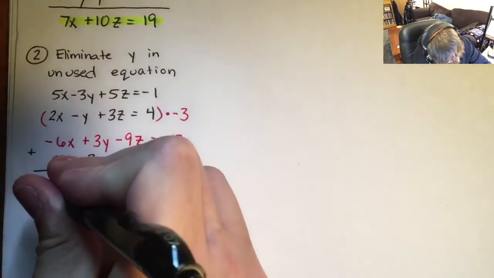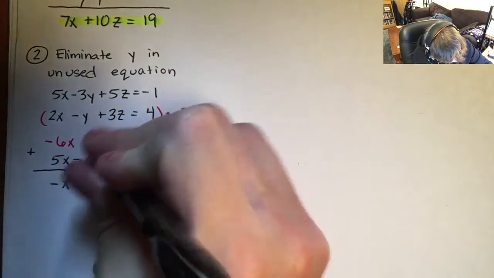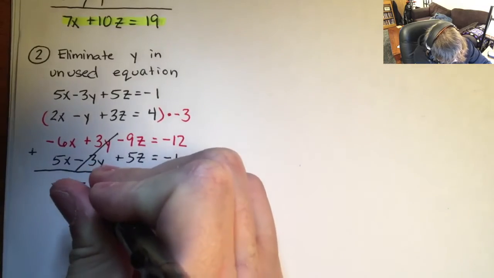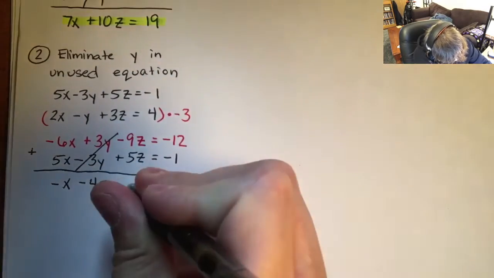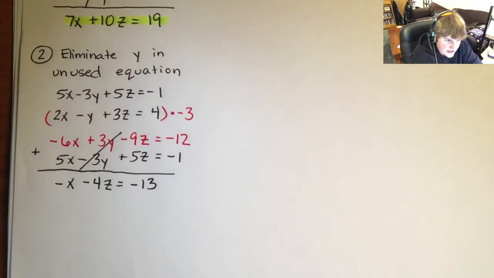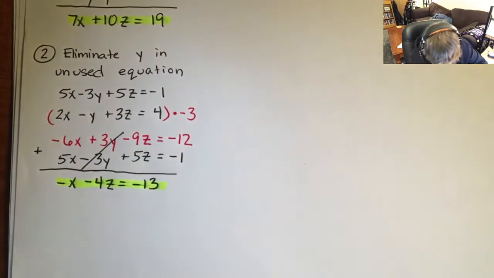Okay, so this is negative x. There's one more negative here than positives here. These cancel out to 0. There's 4 more negatives here, so I'm going to have negative 4z is equal to, and then this is negative 13. Okay, so now I'm just going to highlight this equation as well, because we are done with the first 2 steps.